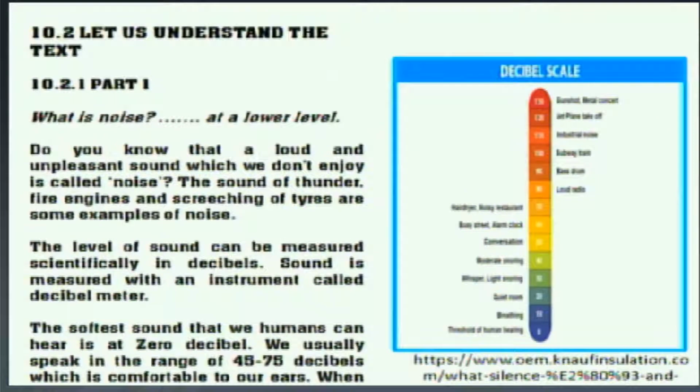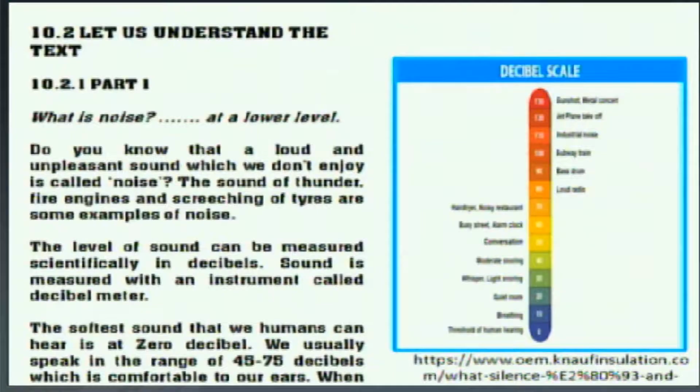So the level of sound can be measured scientifically in decibels. Sound is measured with an instrument called Decibel Meter. So something new you now know about sounds and decibels. So we know that sound is measured in decibel, but how? So there is an instrument called Decibel Meter. You can see the image, decibel scale. The softest sound that we humans can hear is at 0 decibel.